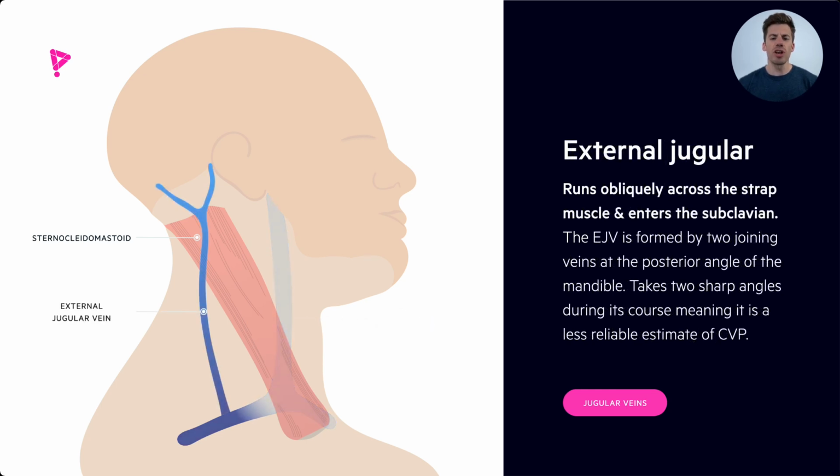The external jugular vein runs obliquely across the strap muscle and enters the subclavian vein. The external jugular vein is formed by two joining veins at the posterior angle of the mandible, and it takes two sharp turns during its course, meaning it's less reliable as an estimate of central venous pressure.